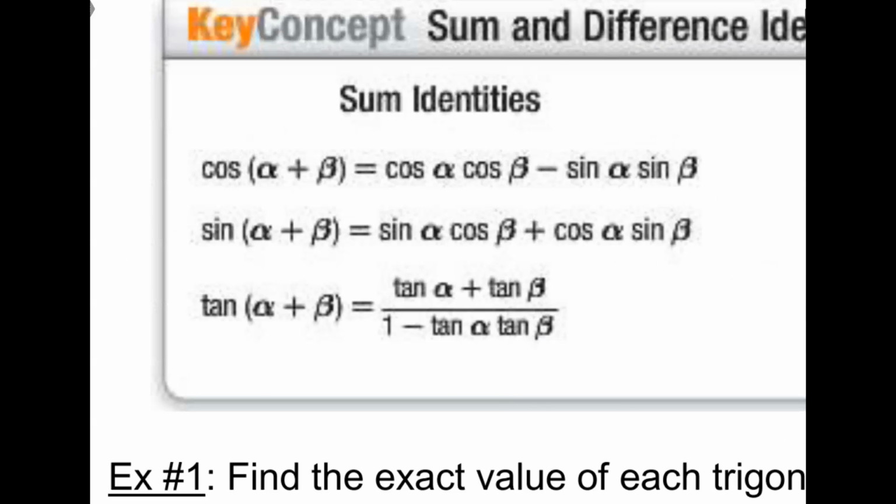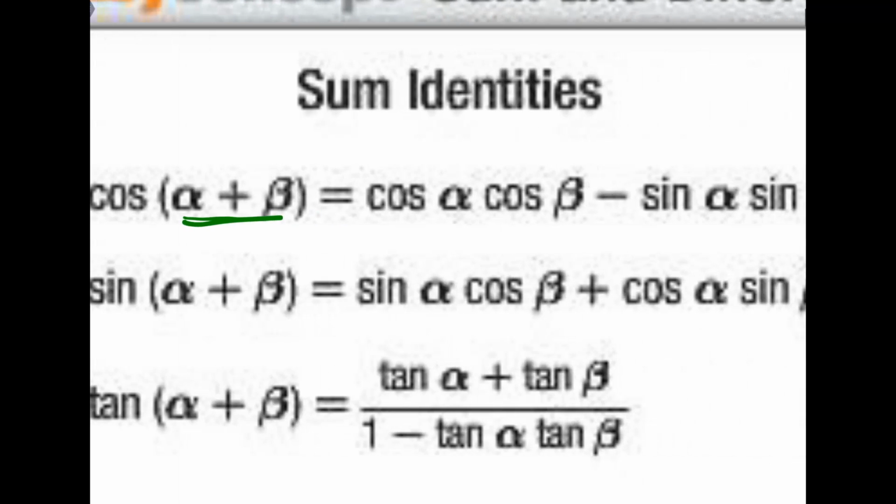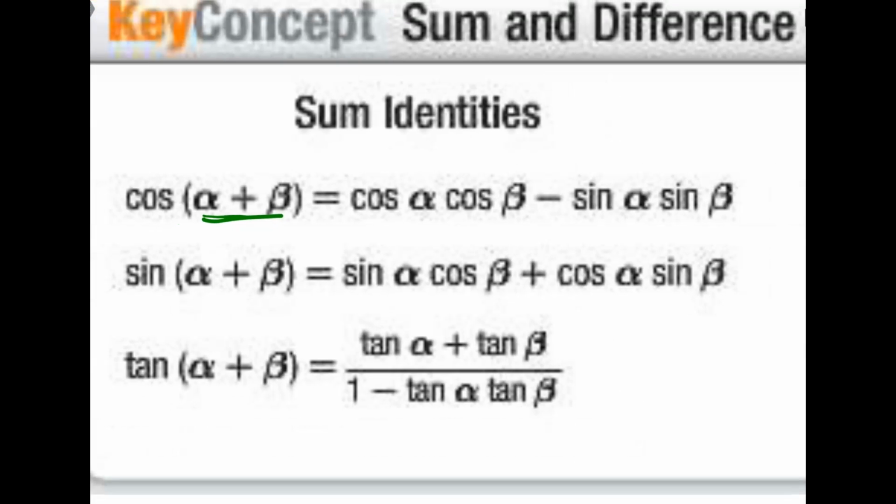So sum and difference identities. What this means is you're adding, summing, or subtracting, difference angles. So cosine of the addition of two angles, how can I rewrite that? Cosine alpha, cosine beta, minus sine alpha, sine beta. So alpha is the first angle, beta is the second angle.